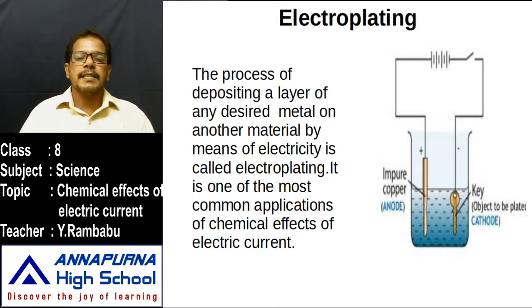If we pass electricity in this setup, what we observe is that a brown color coating is formed on the key. How is this brown color coating formed on the key? Due to this electrolysis process. That means on the key, a metal is given as a coating, just like a layer, by passing electricity. Simply, this is called the electroplating process. This electroplating process is very useful in our day-to-day life to avoid corrosion.